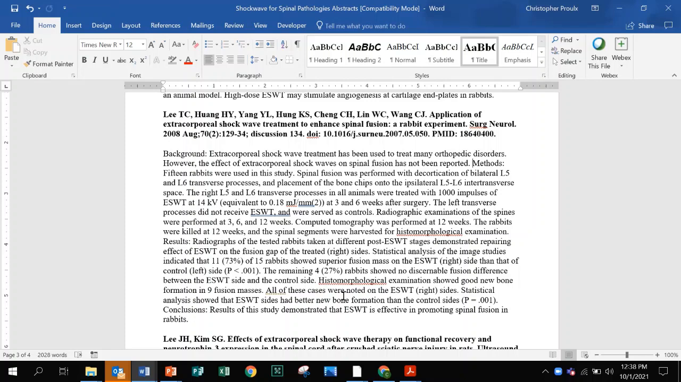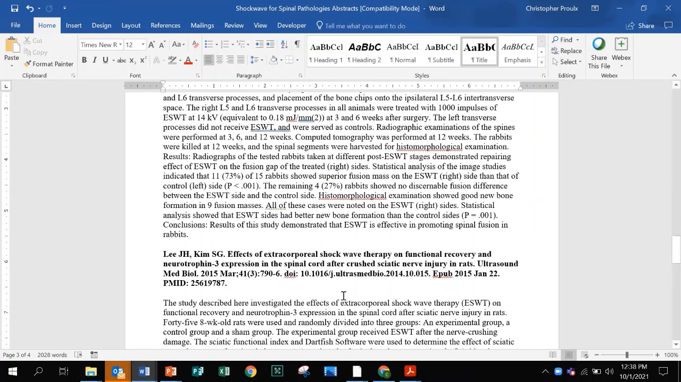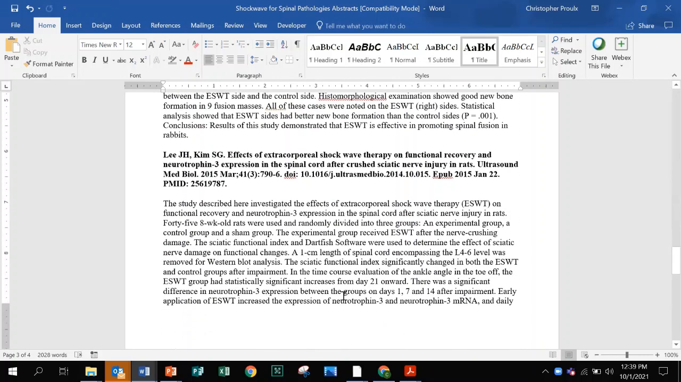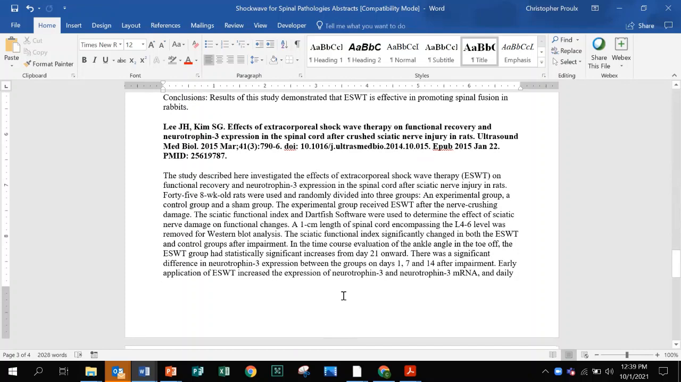In some of them, they were considered a self-control. One side was treated, and the other side was subjected to the same injury but was not treated. In the histomorphological evaluation, significance was in the direction of the treatment approach. What was interesting is that not all of them experienced those morphological changes. I find that particularly interesting, and I think it goes back to the dosage response that we need to take into consideration. But in general, it seemed to be effective at enhancing spinal fusion in rabbits.